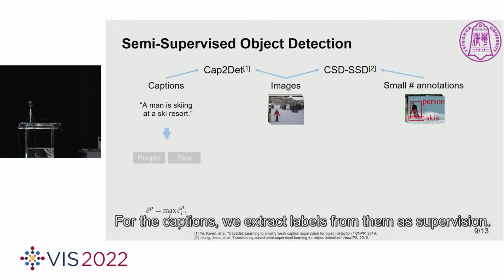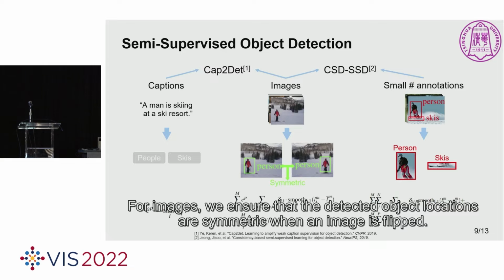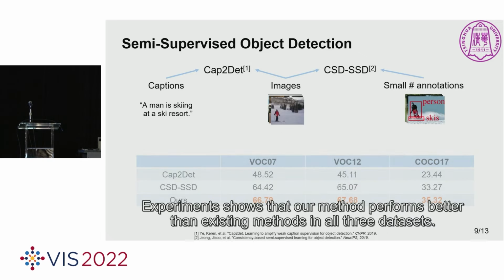For the captions, we extract labels from them as supervision. For annotations, we use them as supervision directly. For images, we ensure that the detected object locations are symmetric when an image is flipped. Experiments show that our method performs better than existing methods in all 3 datasets.